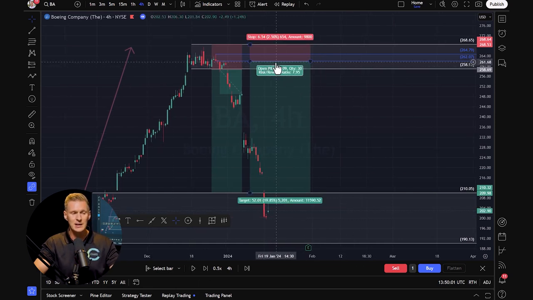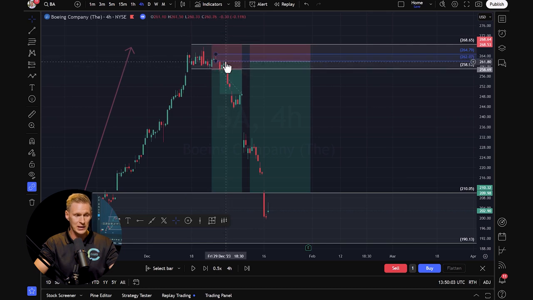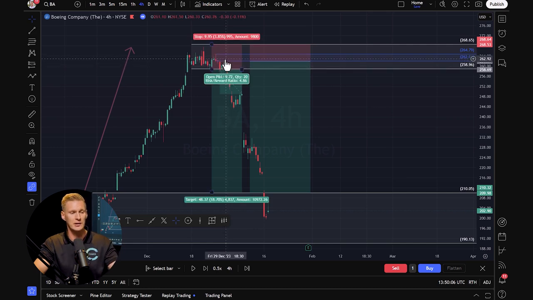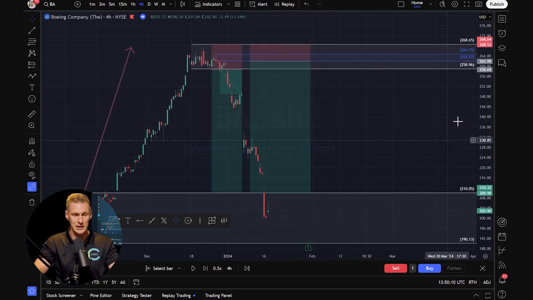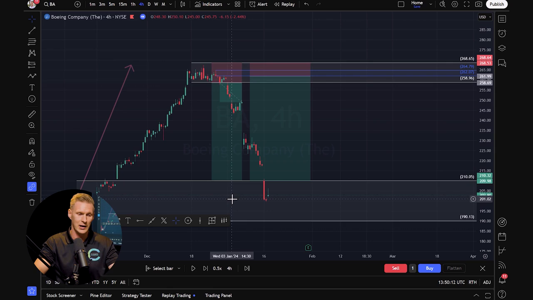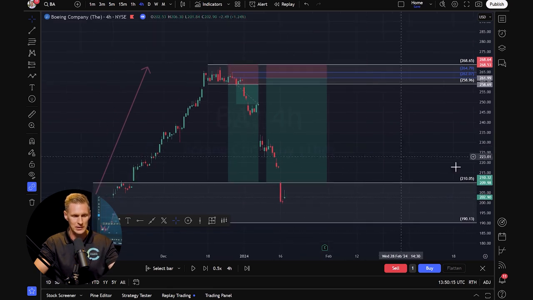And then a little bit later, with a pullback into our zone here on the lower time frame, we also got filled. And crazy weakness, again, into our higher time frame demand.